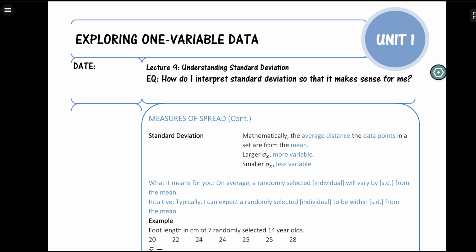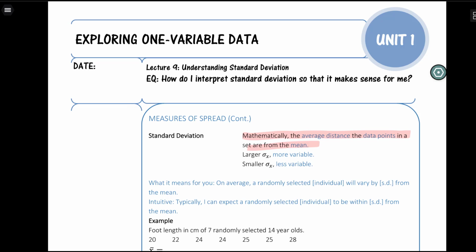So standard deviation is mathematically the average distance data points in a set are from the mean. That doesn't make a lot of sense. Let's go with a very, very basic understanding. If you have a big standard deviation, that means your data is more variable and more spread out. If you have a smaller standard deviation, that means you are less spread out. Everything's more condensed and consistent.